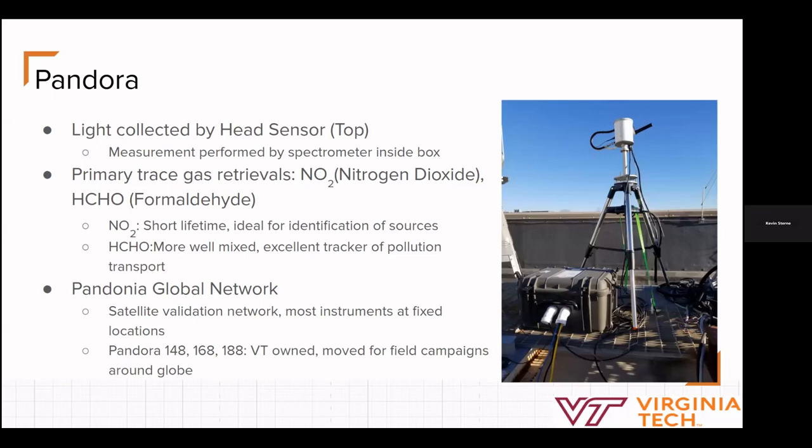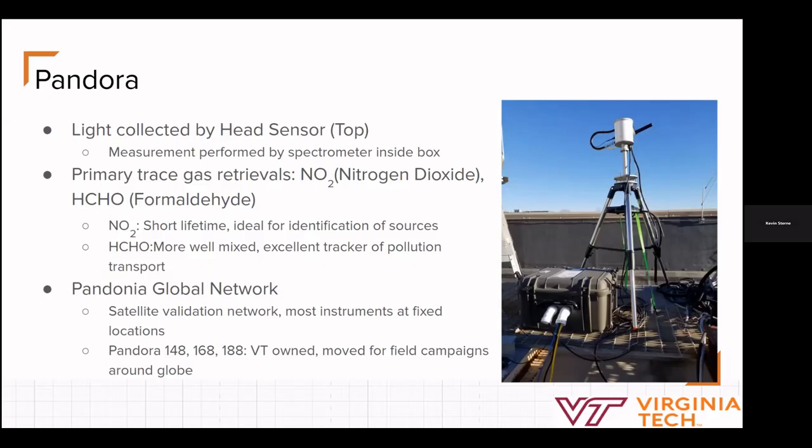One such network, which has been the focus of a lot of my research, is known as the Pandonia Global Network, or PGN. Now, the Pandonia Global Network operates these Pandora instruments, one of which can be seen in the image right here to the right, and they are primarily interested in measuring two trace gases in particular, nitrogen dioxide, or NO2, and formaldehyde.